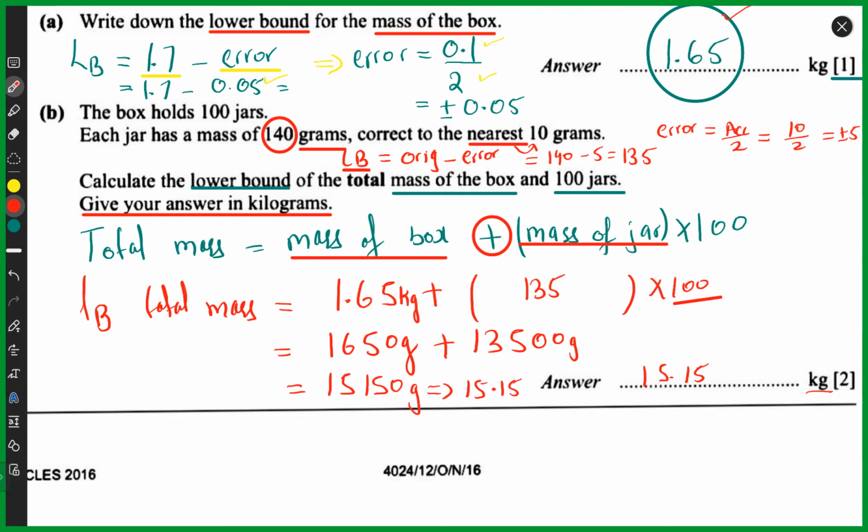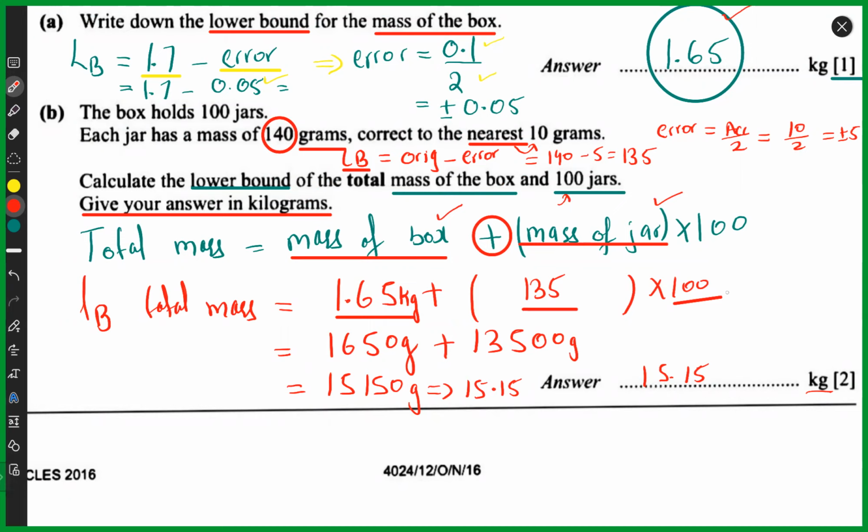For lower bound, you had to find the lower bound of this quantity and the lower bound of this quantity. 1.65 was already calculated in the previous part. This was in kgs, and 140 grams was the actual quantity, and we had to subtract the error to find the lower bound, and this gave me 135. Why did we multiply it by 100? Because we had 100 jars, and this 135 was the lower bound of one jar. Okay. Finally, I had to simplify.